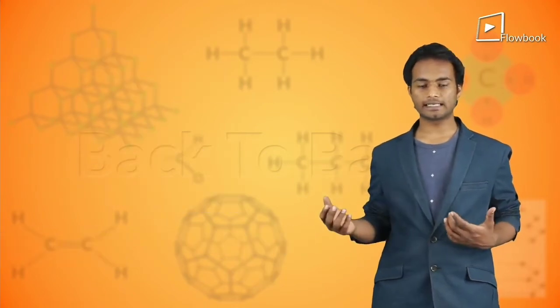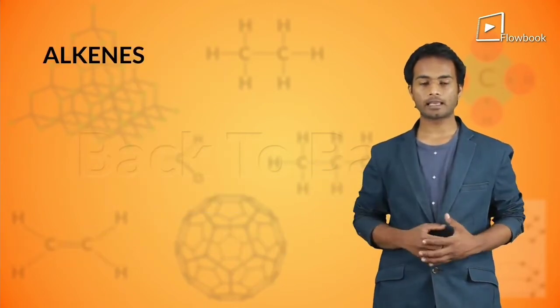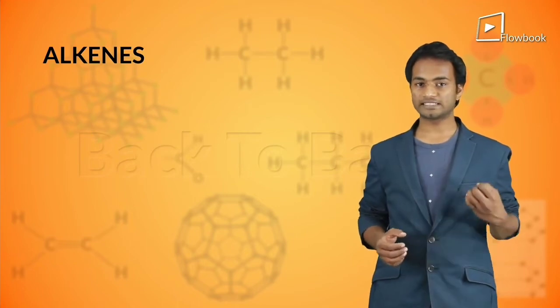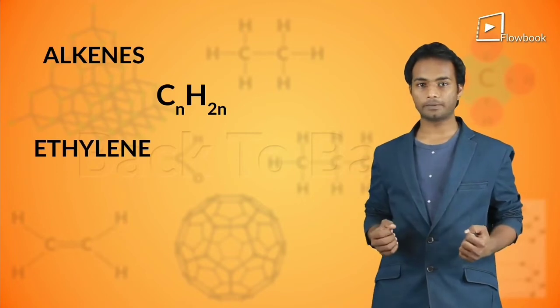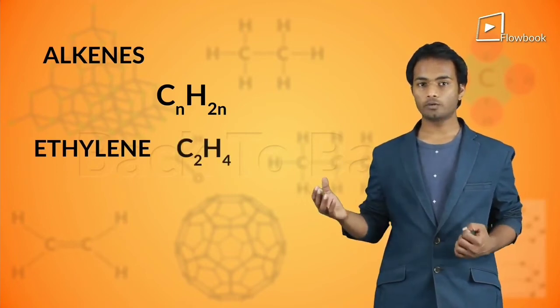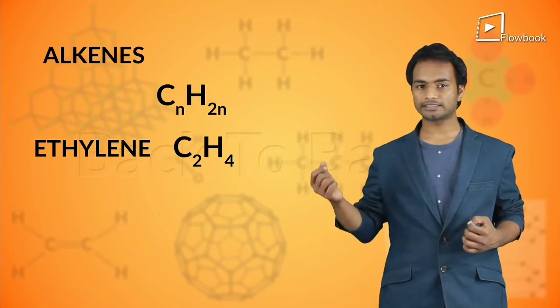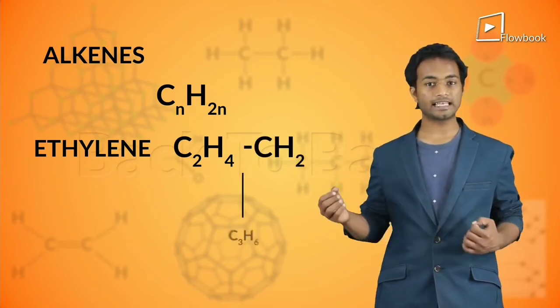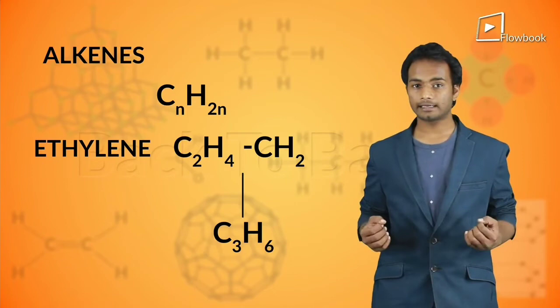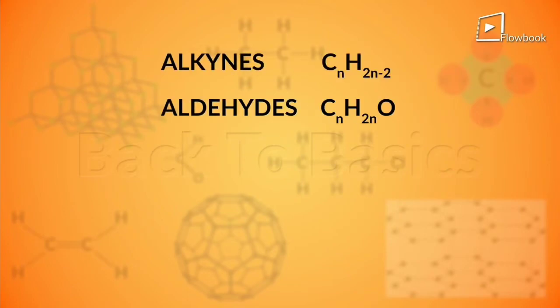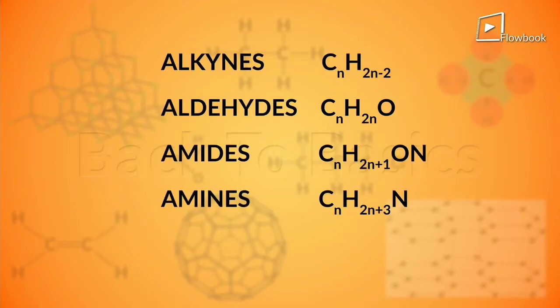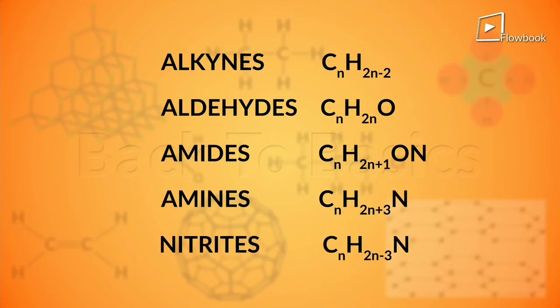Now, in the homologous series, the next one is alkenes. Alkenes have a general formula of CnH2n. Now take ethylene for example. Ethylene has C2H4. Now throw in another CH2 in this, and that becomes C3H6. And that is the next iteration of the alkene, which is nothing but propene. Alkynes, aldehydes, amides, amines, nitriles are some other important homologous series, and these are the general formulae.